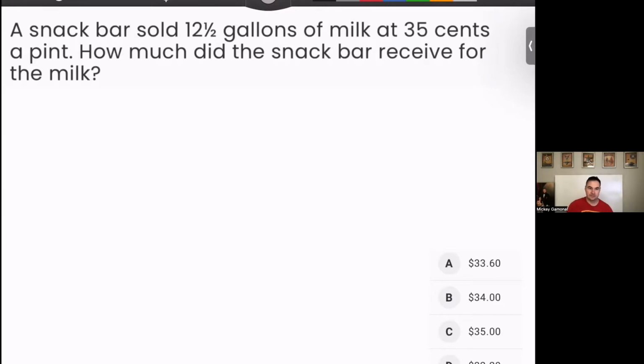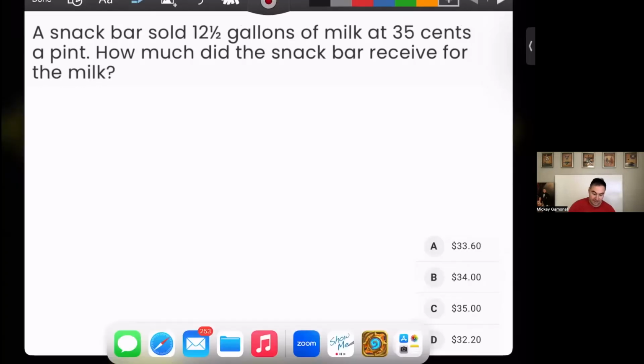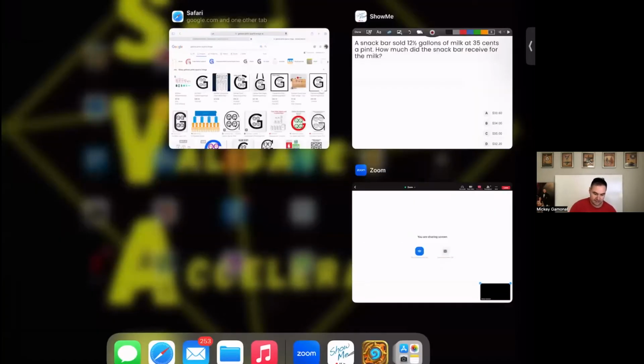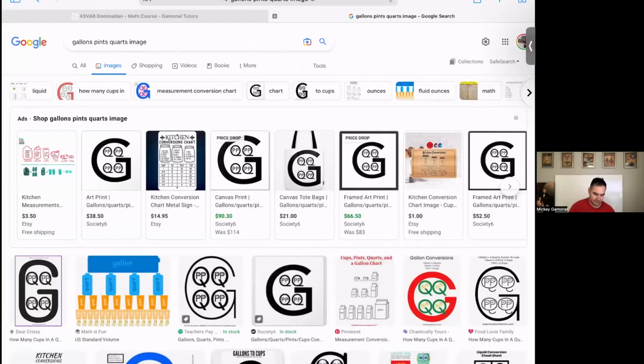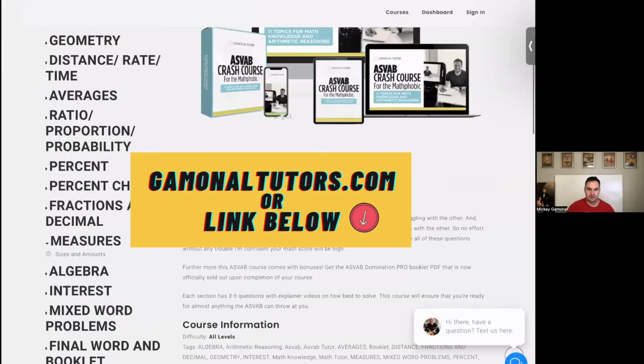And so what we're doing today is we're talking about measurement. So this is the fourth question on the measurement section of my class. So if you go into my math class under measurement, inside of measures, that's where you can find this particular question. And so let's talk about it.